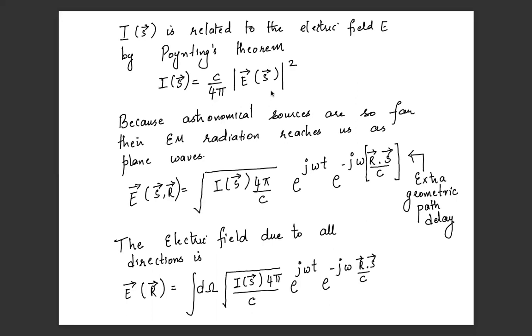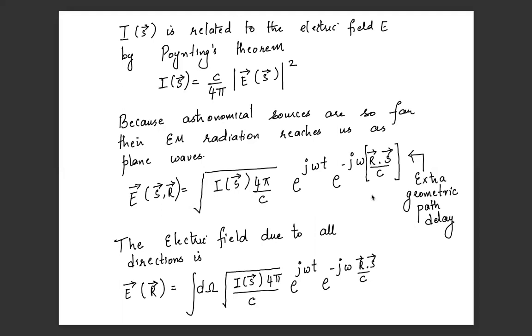Now, because the astronomical sources are so far away, their radiation reaches us as plane waves, like we said in the first video. So I can write this electric field, which I'm going to measure on the ground. That's the electric field vector coming from a direction S as a function of R, which is the position on the ground where you're measuring this. Now that's going to be related to, of course, the square root of the specific intensity. And again, I'm taking a time harmonic case, so I'm taking a monochromatic electromagnetic wave coming in. So that's going to vary with time as exponential of j omega t.